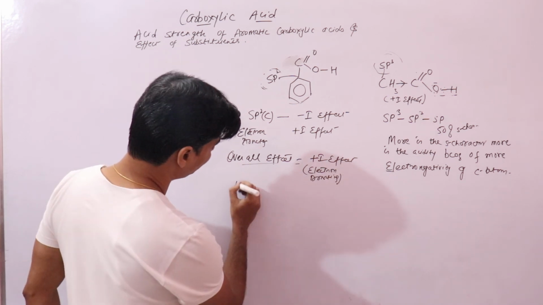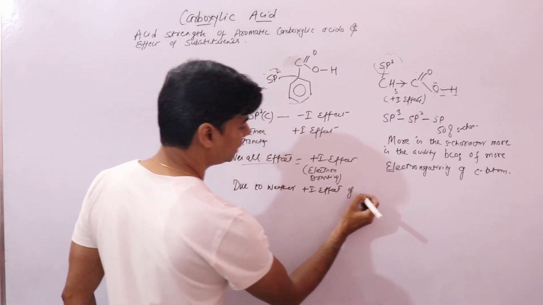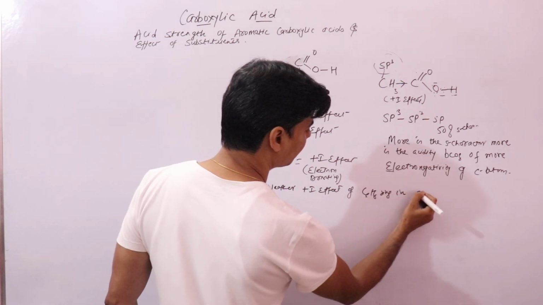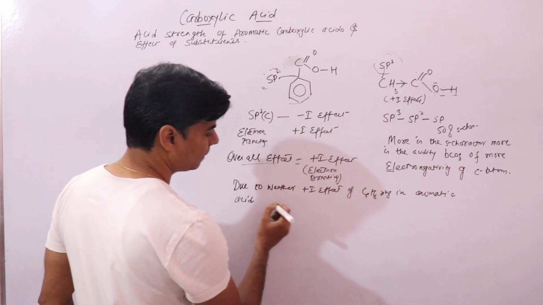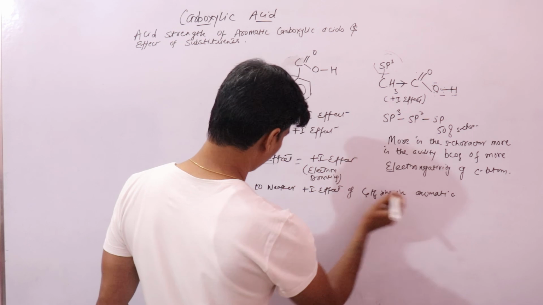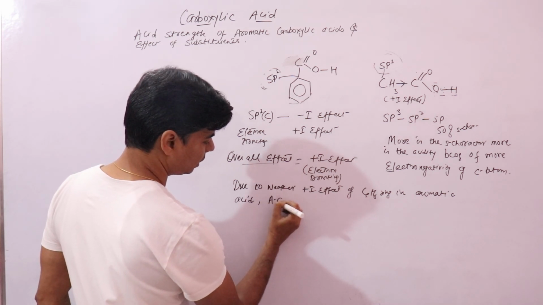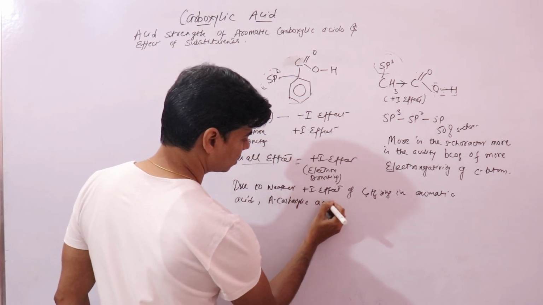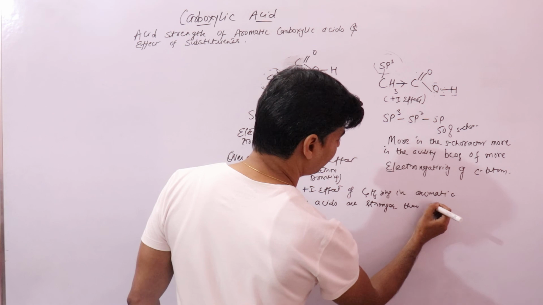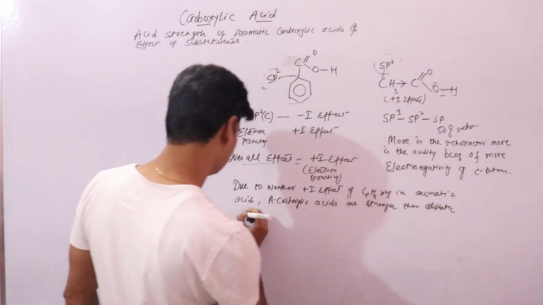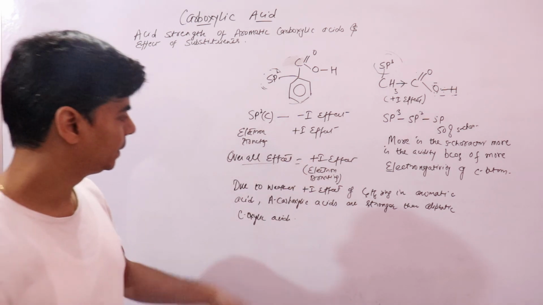So due to the weaker plus I effect of benzene ring in aromatic acids, right, your aromatic carboxylic acids are stronger than aliphatic carboxylic acids, right? I hope this is clear, right?